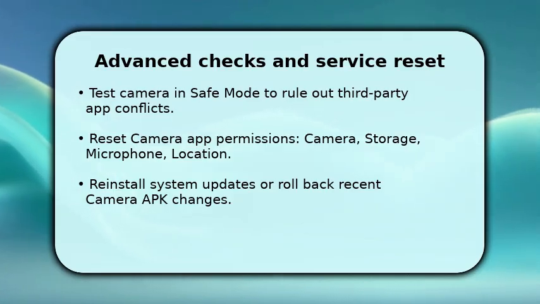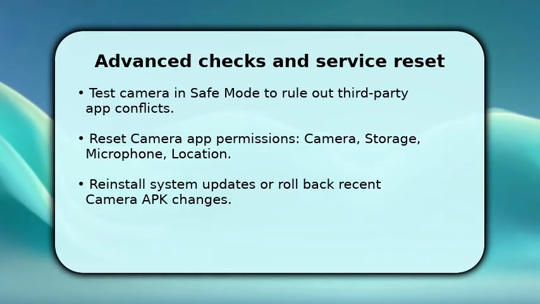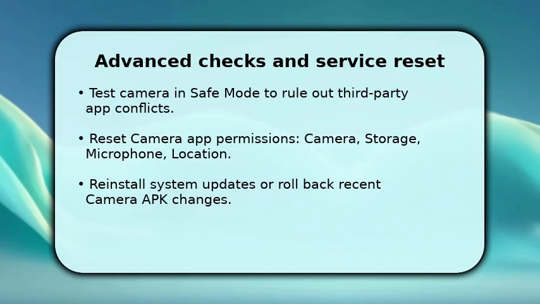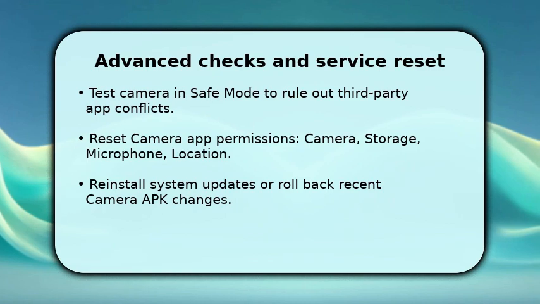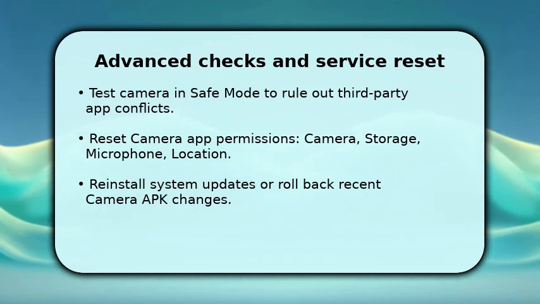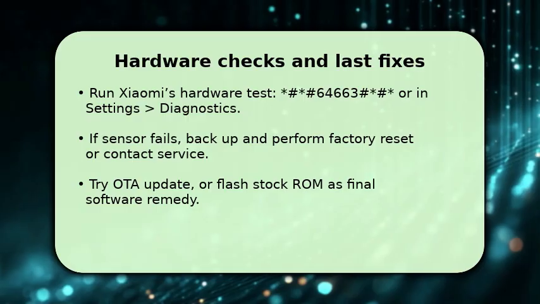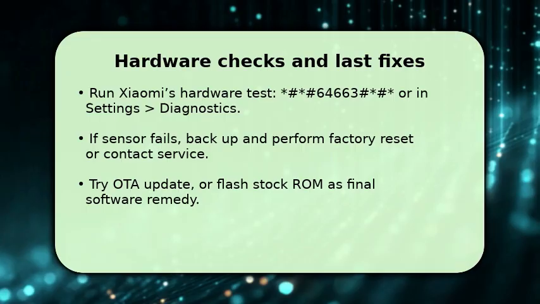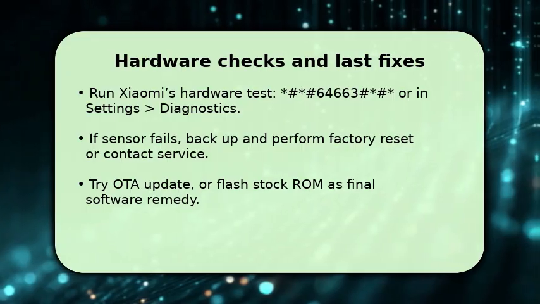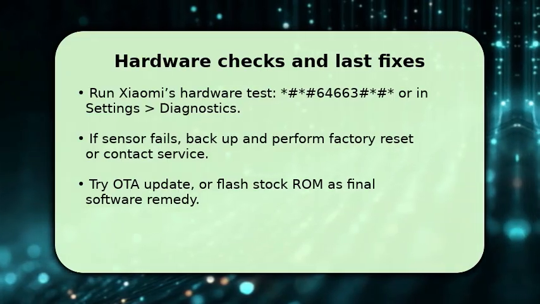If you sideloaded camera APKs or recent updates caused issues, reinstall the stock camera APK from a trusted source, or roll back the recent update through MIUI Updater to restore a stable service. If software steps fail, run Xiaomi's hardware diagnostic to check camera sensors and modules. The code or settings diagnostics will report failures.